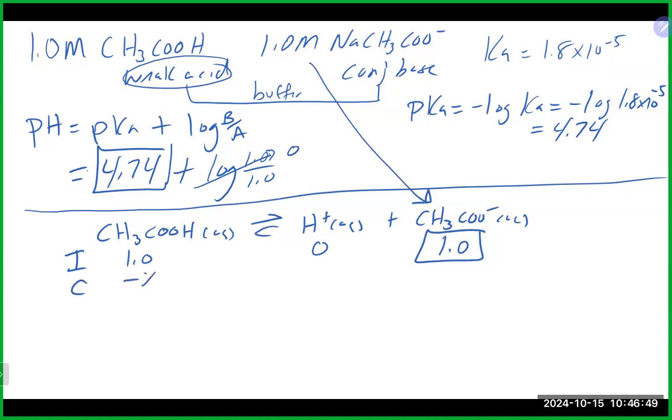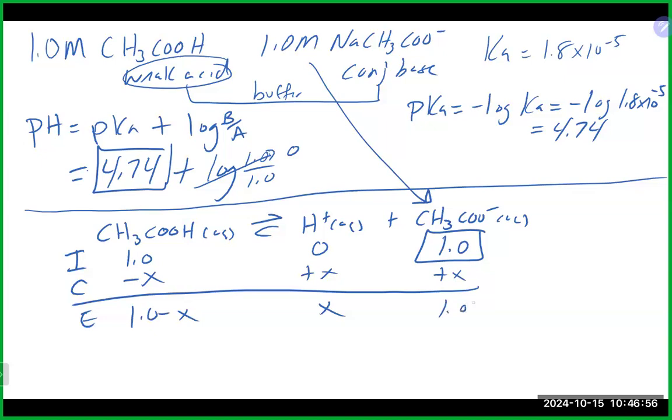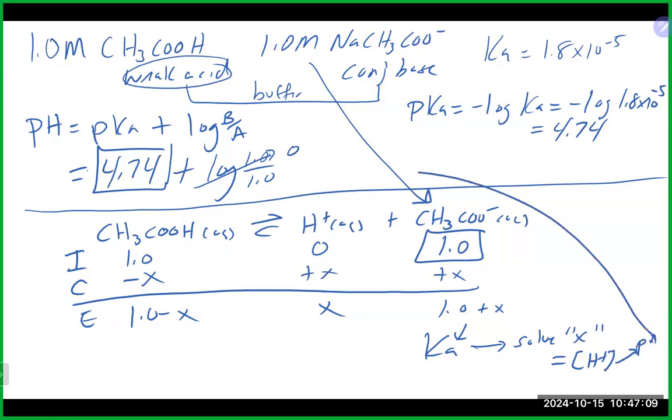The rest of the table, minus x, plus x, plus x: at equilibrium, 1 minus x, x, and 1 plus x on this side. Obviously, put these into the Ka expression and solve for x, which will equal your H plus concentration, then into the pH, and you will eventually get back to the pH over there. So again, if you want to do an ICE table, you still can, as we talked about, but just make sure you do have the initial concentration over there on the right. Any questions on any of that there?